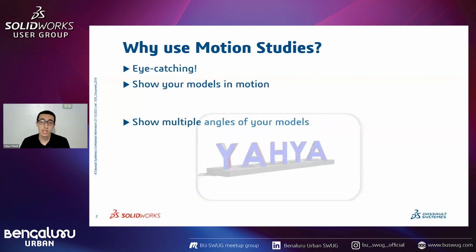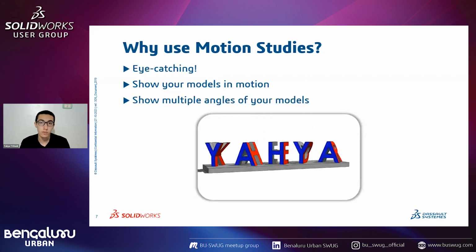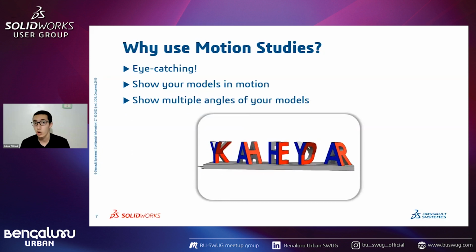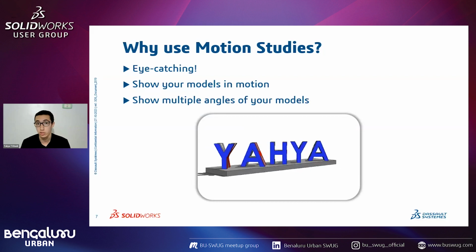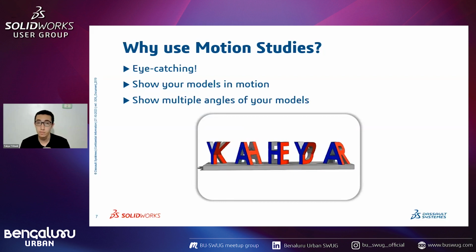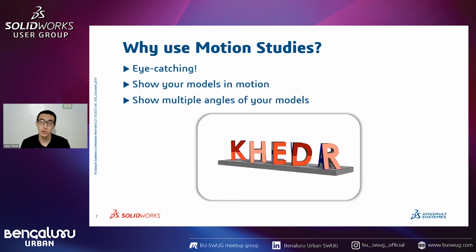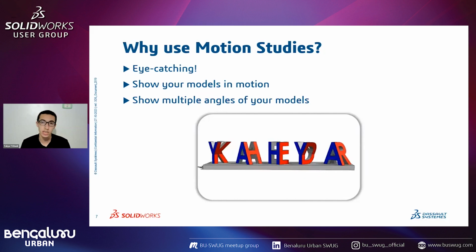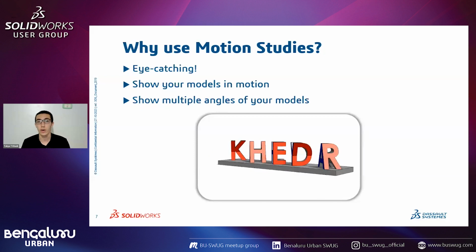And the third thing is if you want to show your model from different angles. For example, if you look at this on the screen, it's saying Yahya, and from the other side, it's saying Hid. If I was showing this to you as a CAD file or a screenshot or an image, you wouldn't be able to see it from the different angles. But when I show it as an animation, now and only now, you can see your model from different angles. So these three things are the main things that come to my mind personally when talking about animation.